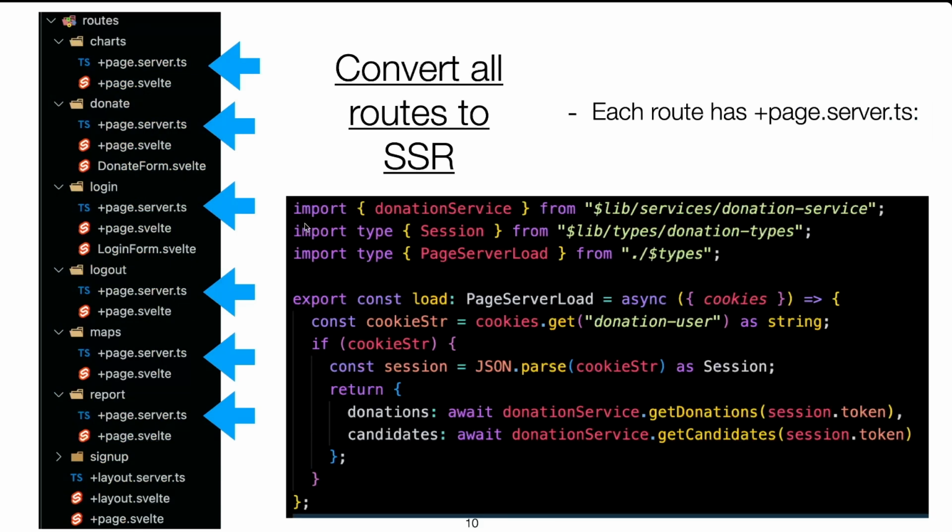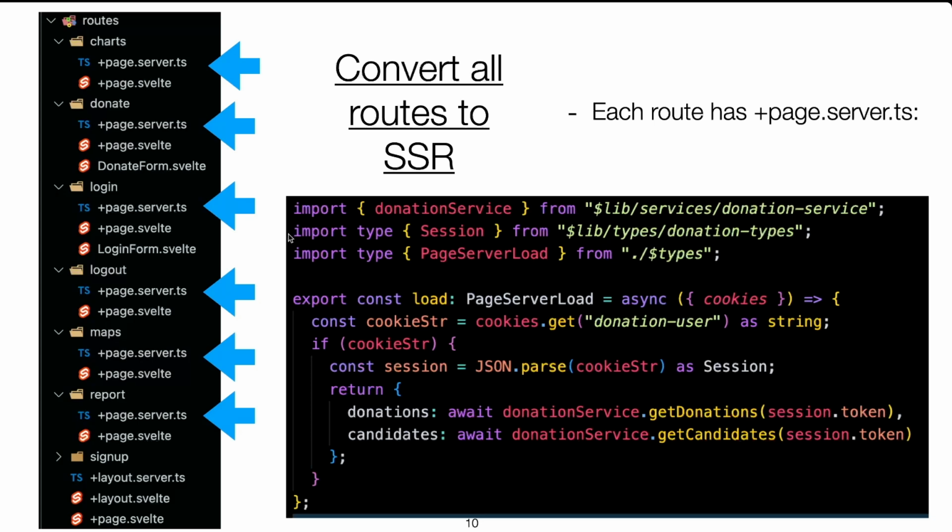So zooming out then, our entire application now is being reconfigured. Every single route will have a page.server.ts. This, remember, will always run on the server. Therefore, it can recover the cookie information, and the cookie information contains important data like our session token, which we use to access the service.